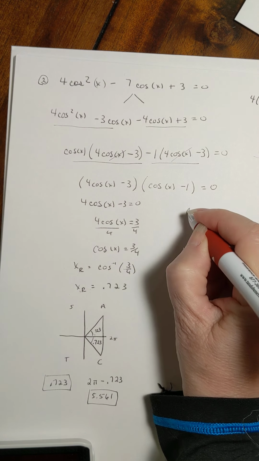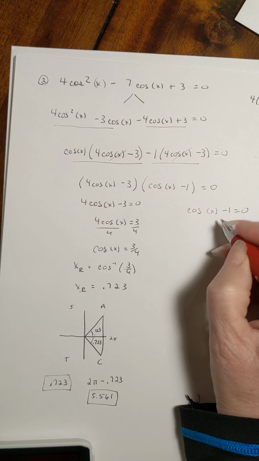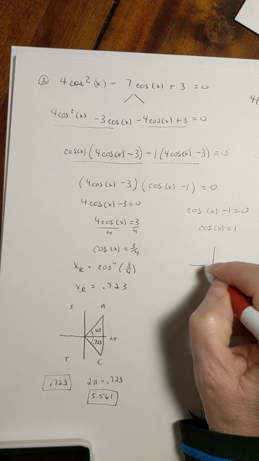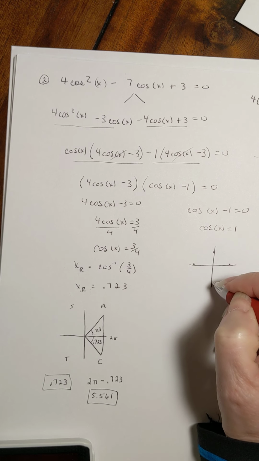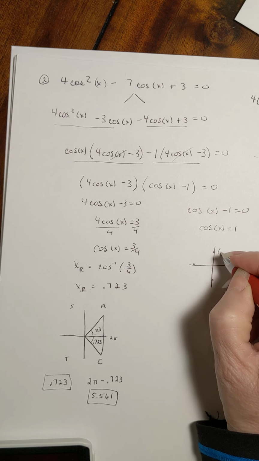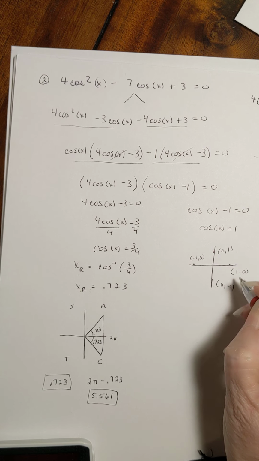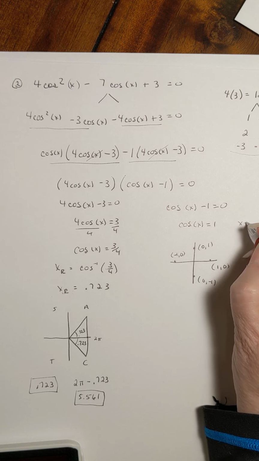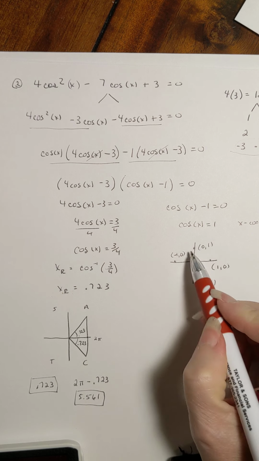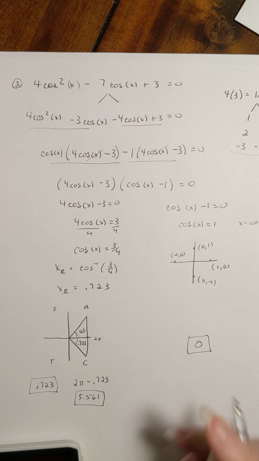Now, notice on this one, though, I have cosine of x minus 1 equals 0. So if I add the 1, I get cosine of x equals 1. So this is going to be on my axes. So this is over 1 up 0, over 0 up 1, over negative 1 up 0, over 0 down 1. And remember, the cosine of x is the x-coordinate on my unit circle. So I'm looking for where is the cosine equal to 1, and it's right here at 0. So 0 would be my other answer.